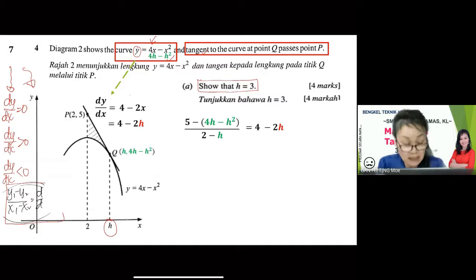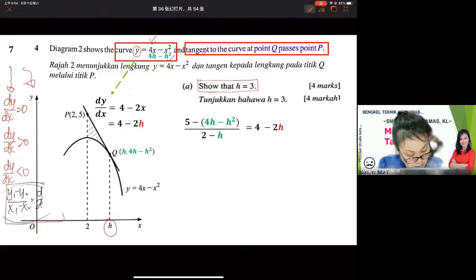As I told you earlier, your linear equation must be strong enough. Okay, you work it out. So you work it out, you cross multiply, you expand, okay, all the working that you need to do. You expand, you work it out. Okay, where is this one?